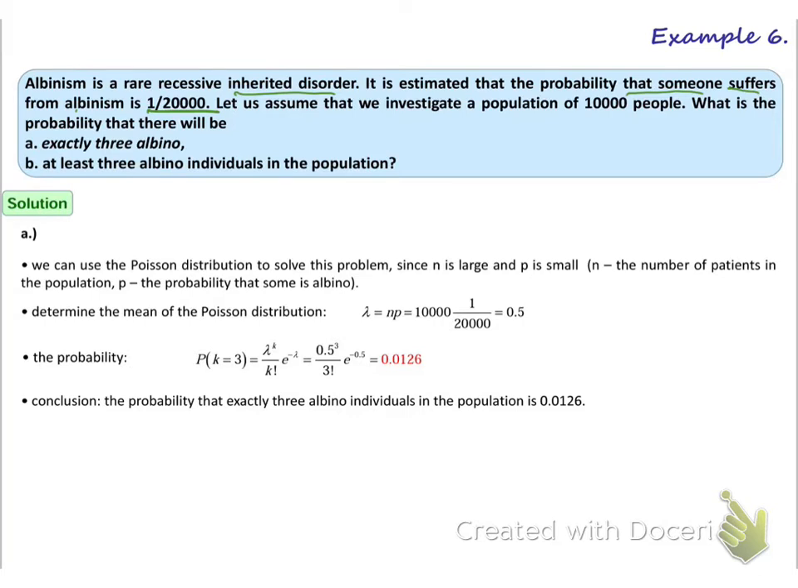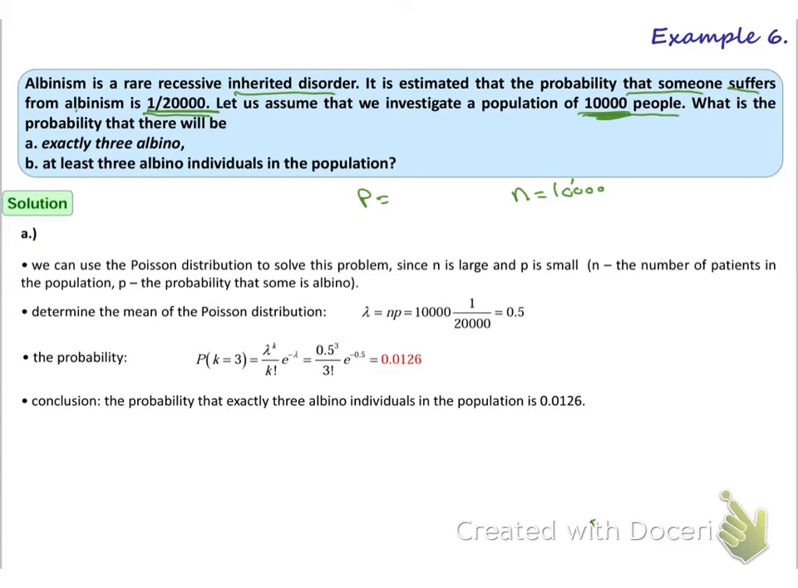But a huge population. So let us look at the population here. If both are happening, the probability is very small and the sample is a very big size, then automatically we know that we are going to use the Poisson distribution equation. So the probability here will be 1 over 20,000. Let us assume that we investigate a population of 10,000 people. So it is a very big population. N equals 10,000.